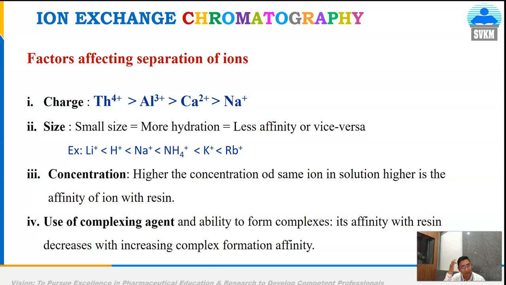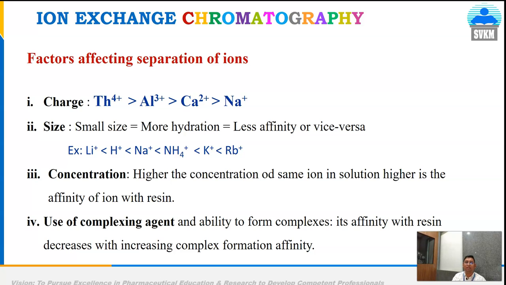Factors affecting separation of ions. So the very first factor is the charge, the intensity of a charge. Example, thorium. It carries a 4 plus charge. So naturally it will bind much faster as compared to aluminium, calcium, followed by sodium, right?